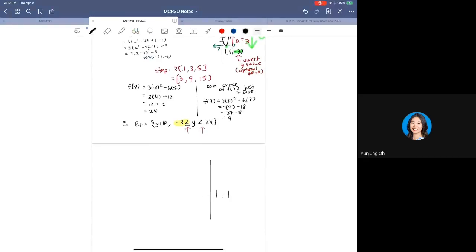Meaning if I was to redraw it, 1, 2, 3, 1, 2, 3. So it was 1 and then -3. So I knew my a value was 3. So my step pattern is 3, 9, and 15. So I went, okay, I'm going to go over once and then up 3. Well, that's going to land right there. And then left once, up 3, that's going to land right here. And so that's how I got my x-intercepts.